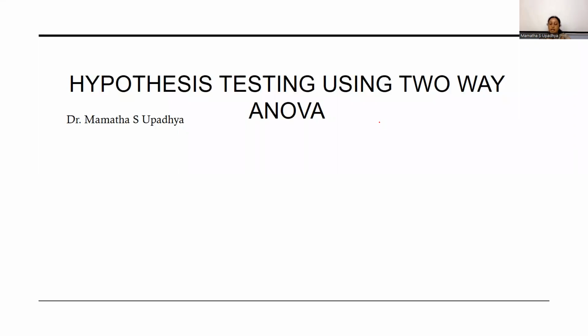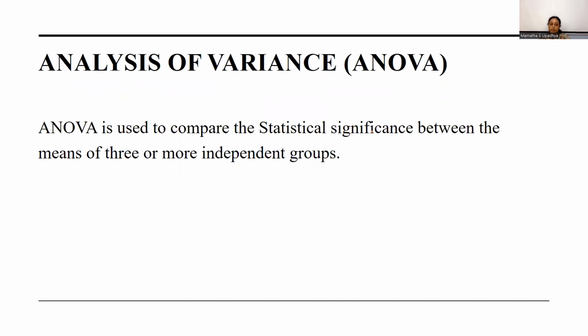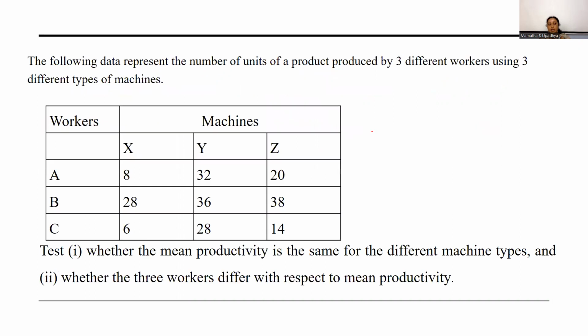In this video, let us see hypothesis testing using two-way ANOVA. ANOVA is a statistical technique used to check whether the means of more than two populations are equal. Let us consider a problem.